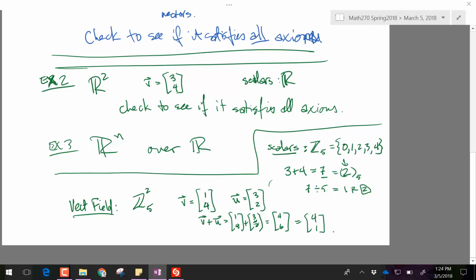Okay, so if you follow through the same axioms, addition and scalar multiplication and stuff like that, it should still work. The remainder is called a modulus. So mod means that your remainder is always going to be a number between 0 and 4. If you divide by 5, your remainder is always going to be between 0 and 4.